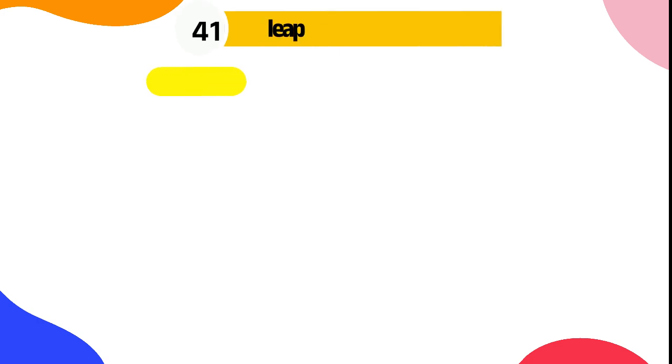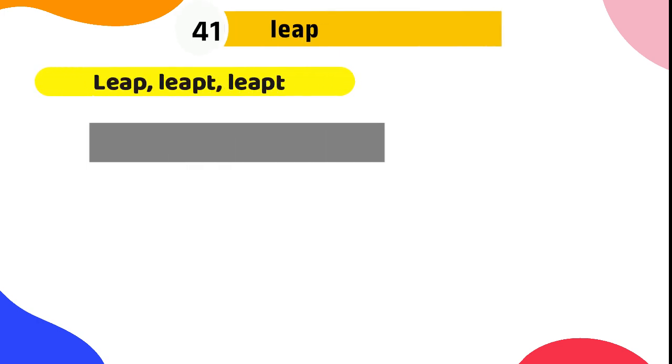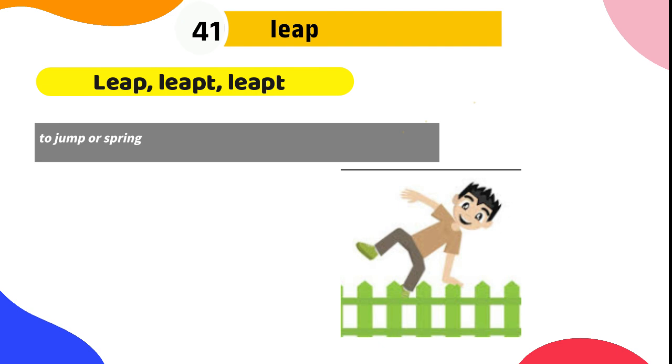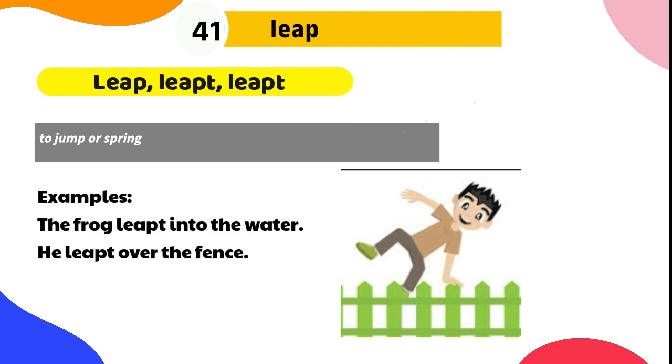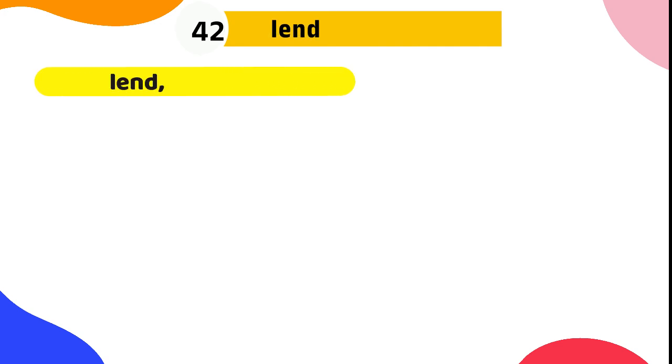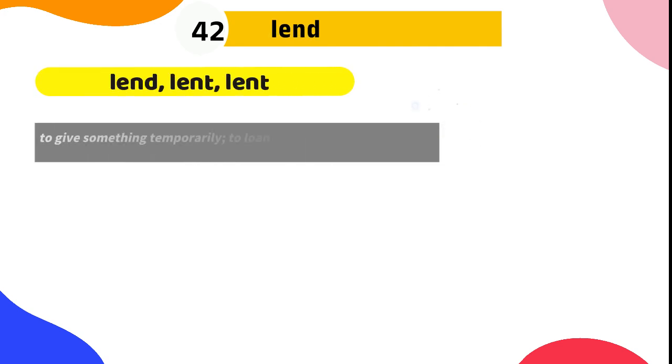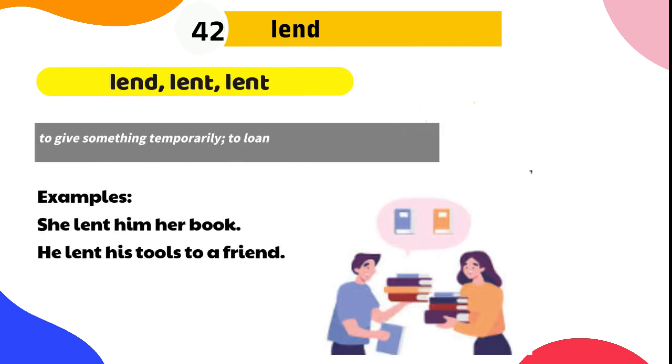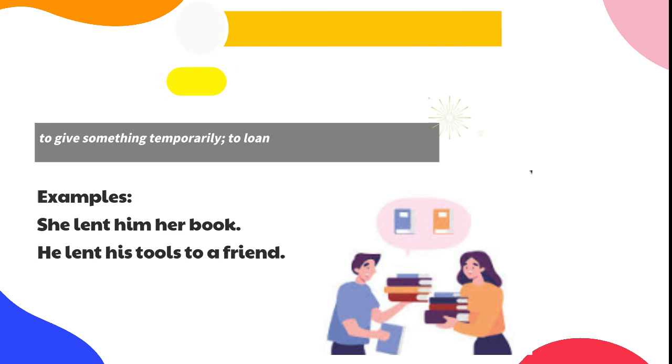Leap, leapt, leapt. Meanings: to jump or spring. Examples: The frog leapt into the water. He leapt over the fence. Lend, lent, lent. Meanings: to give something temporarily, to loan. Examples: She lent him her book. He lent his tools to a friend.